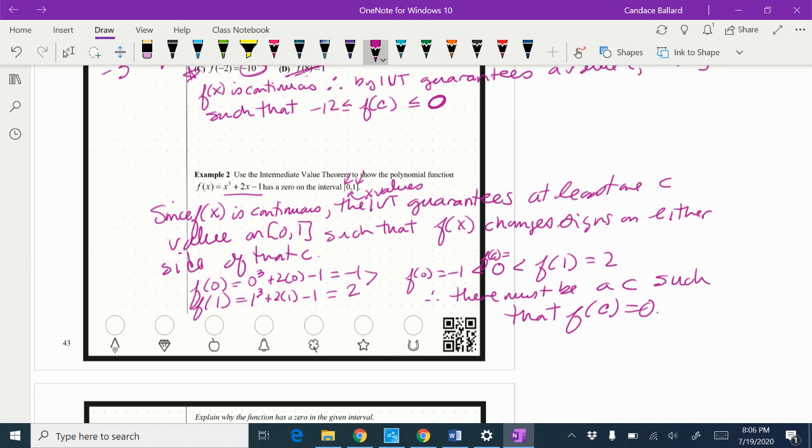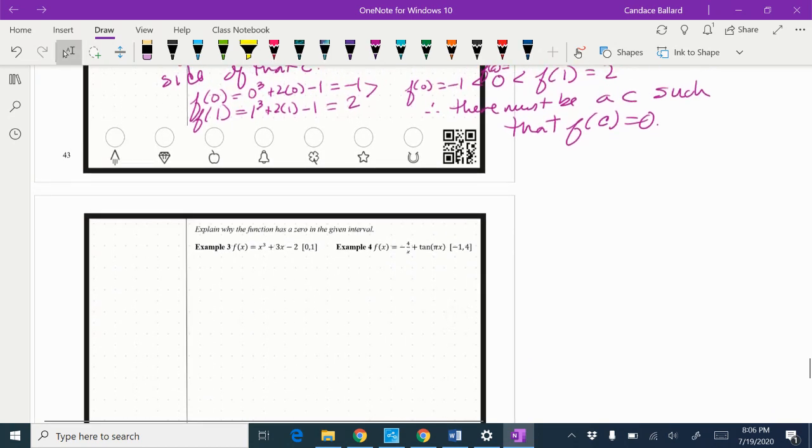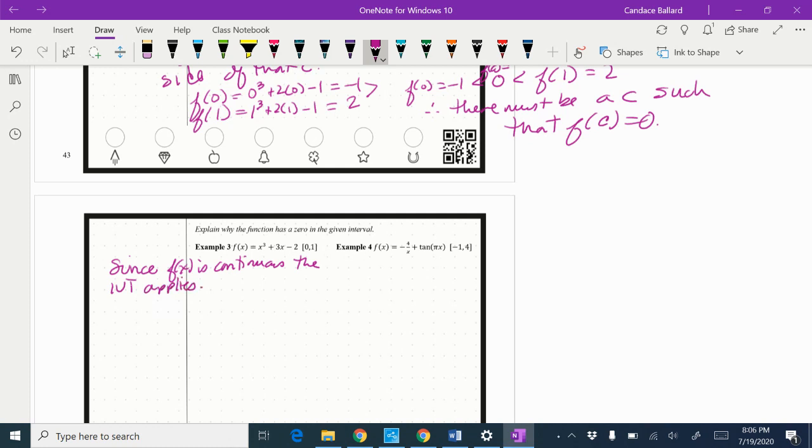All right, let's take a look at another one here. Okay, so we are supposed to explain why the function has a 0 in the given interval. So the very first thing you want to do is state if your function is continuous. Again, we have a polynomial in example 3, so I'm going to state that it's continuous. So since f of x is continuous, the intermediate value theorem applies. Okay, and then, or continuous, I really should have written the interval, continuous on 0, 1.